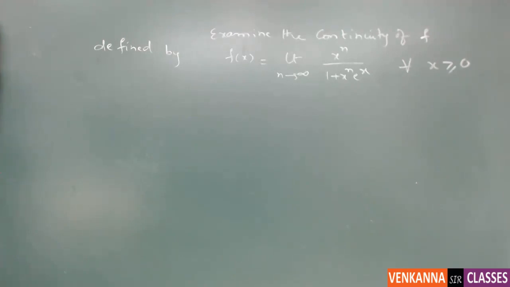And how the function is defined: for the fraction x power n divided by 1 plus x power n, into e power x, you apply the limit. That value is the image value, the f of x value. In that way, the function is defined. Is it clear? Any more questions for the function configuration? Please tell. Are you clear for it?